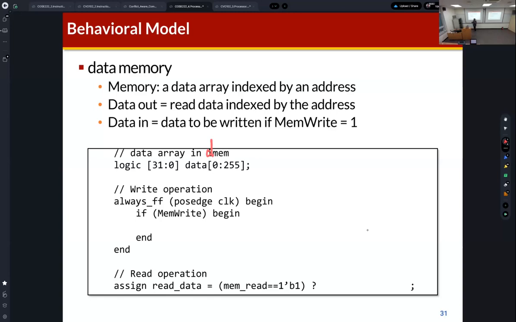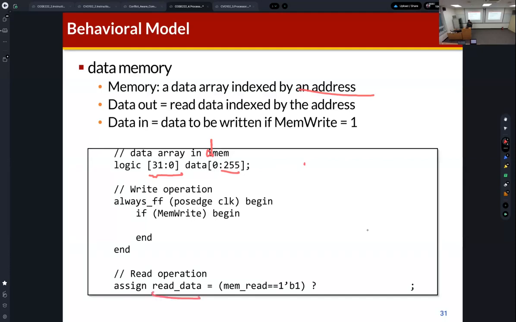So memory is a data array indexed by an address, and as you can see, the size of a single array element is 32 bits in this case, because our RISC-V processor just supports load word and store word. This is the load word. It accesses 32-bit data, the 4-byte data, and the store word also accesses 4-byte data. And as you can see, the data has 256 elements. Then, how about the read operation? It's the same as the instruction memory, right?